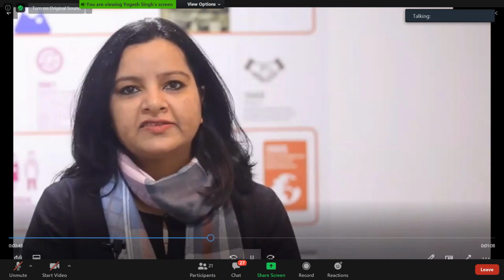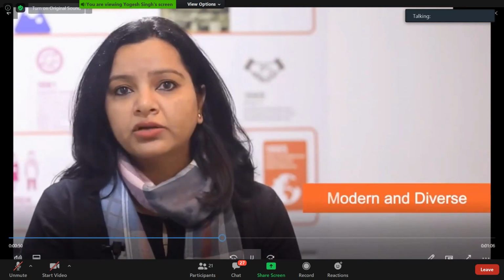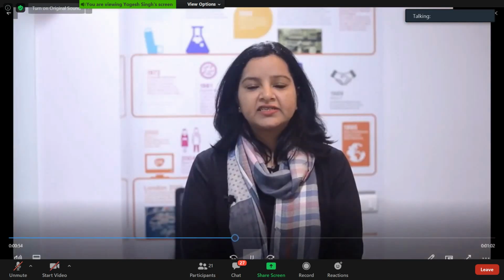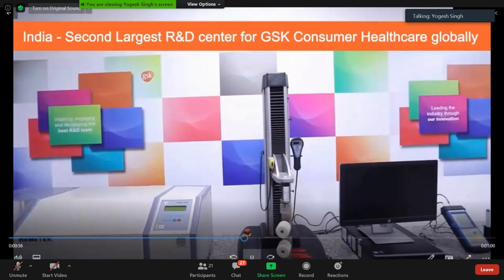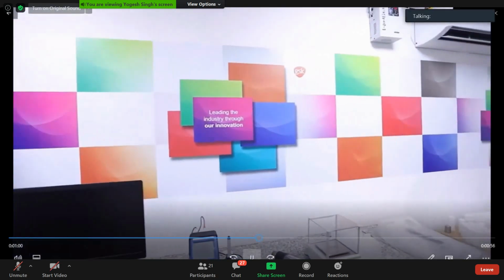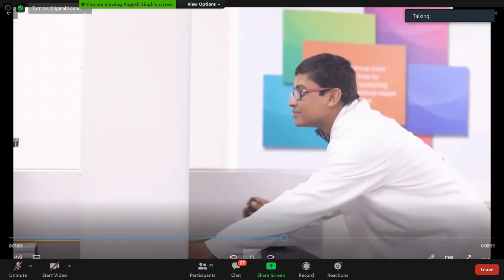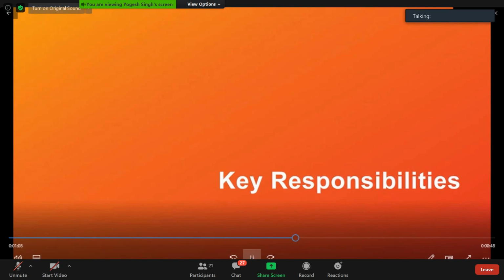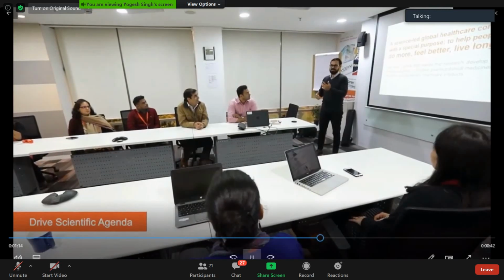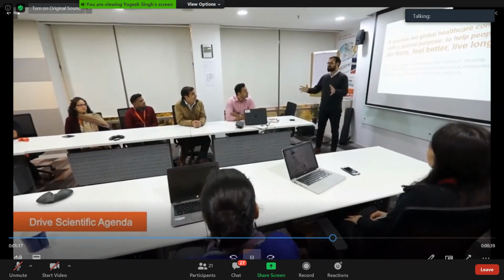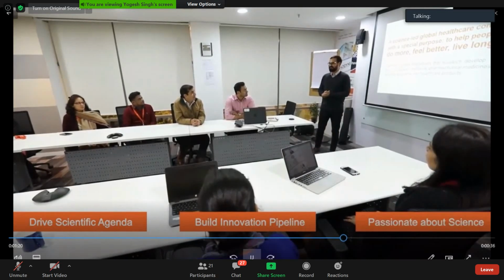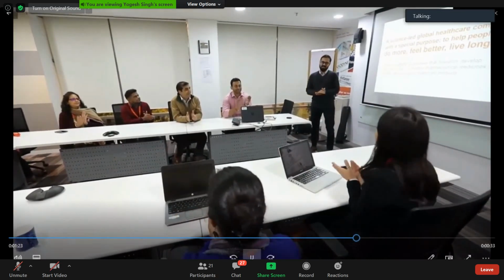So we are building an organization which is futuristic, modern, and diverse. India R&D Center is the second largest R&D center for GSK consumer healthcare globally, and we invest heavily behind our scientific program. We are hiring for a senior scientist in our innovation function. Some of the key responsibilities for this role are driving the scientific agenda and collaborating externally to build our innovation pipeline. Really passionate about the upcoming science and the healthcare trends. Somebody who is a really good team player, collaborative, and has matrix leadership.